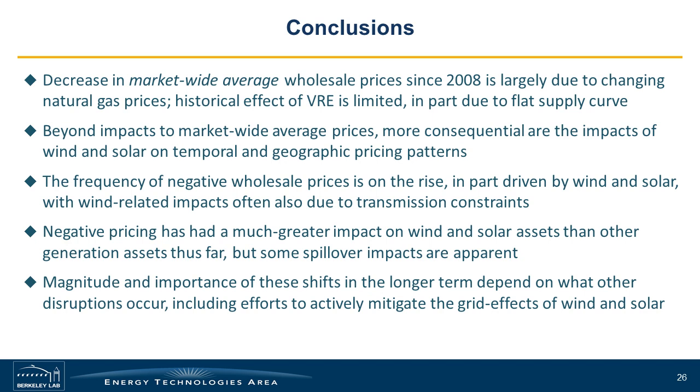In particular, we see the frequency of negative wholesale prices is on the rise, and that's driven in part by wind and solar growth. Sometimes those wind-related impacts are due more to transmission constraints. That means negative pricing has had much greater impact on wind and solar assets than on some of the other generation assets so far, but we do see the spillover impacts starting to become more and more apparent. The magnitude and importance of these shifts in the longer term depends on what other disruptions occur, including efforts to actively mitigate these grid effects of wind and solar. And one of those, again, in some of these regions can be transmission expansion.